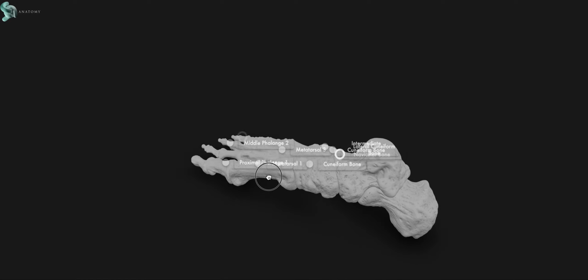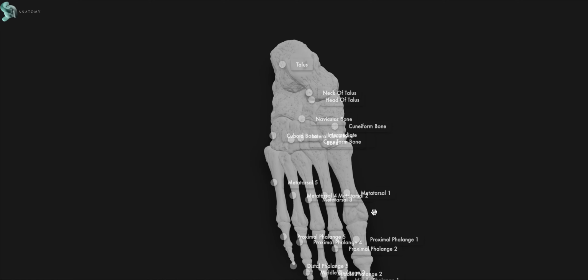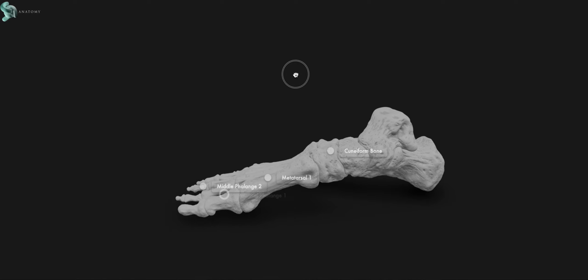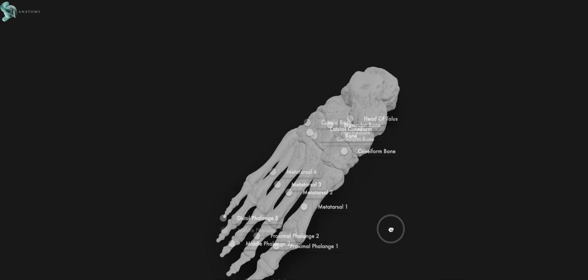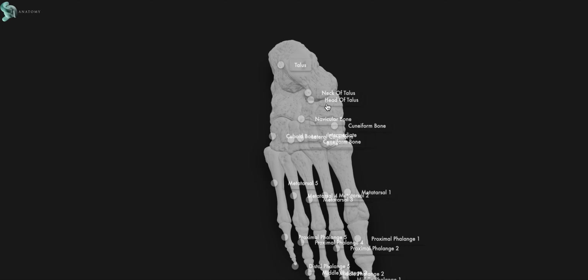Next bone is the navicular bone, which you can see here. This is the navicular bone here, and the navicular bone is a boot-shaped tarsal bone which lies between the talus bone, as you can see here.